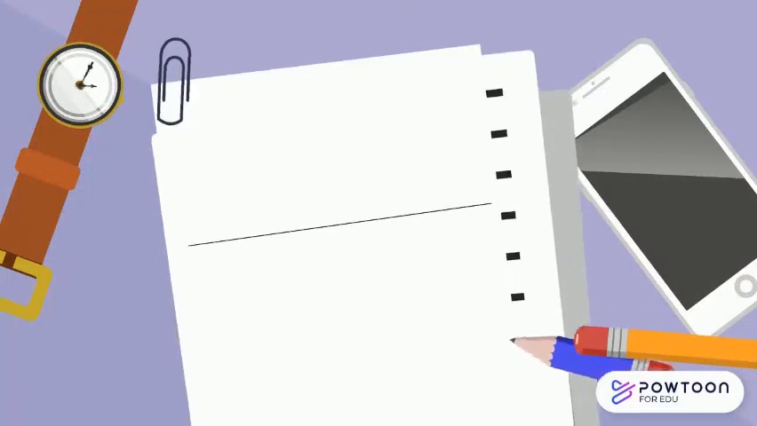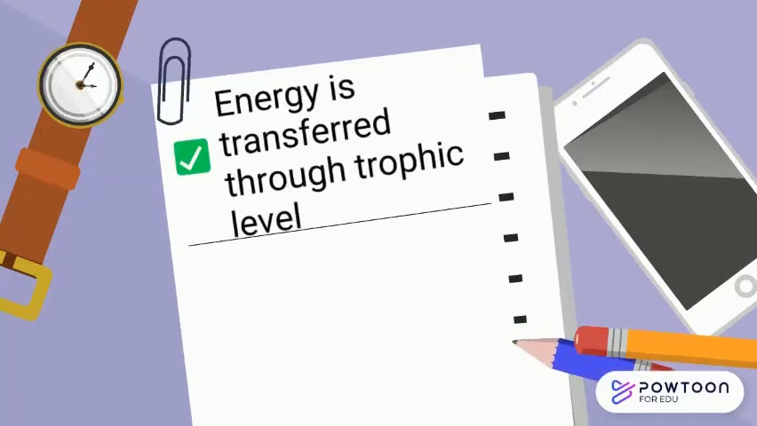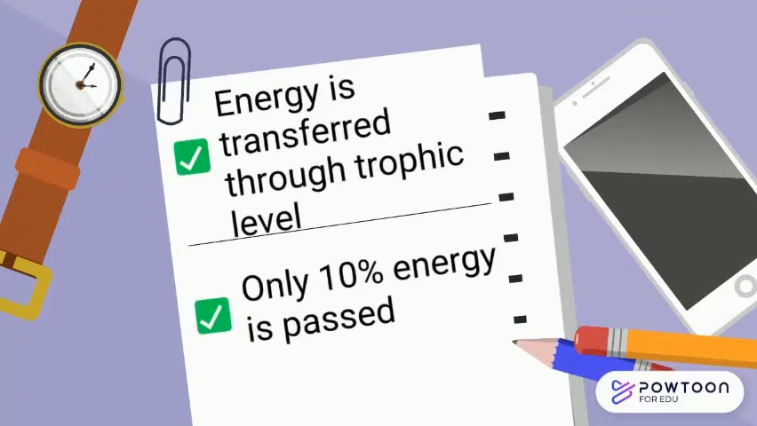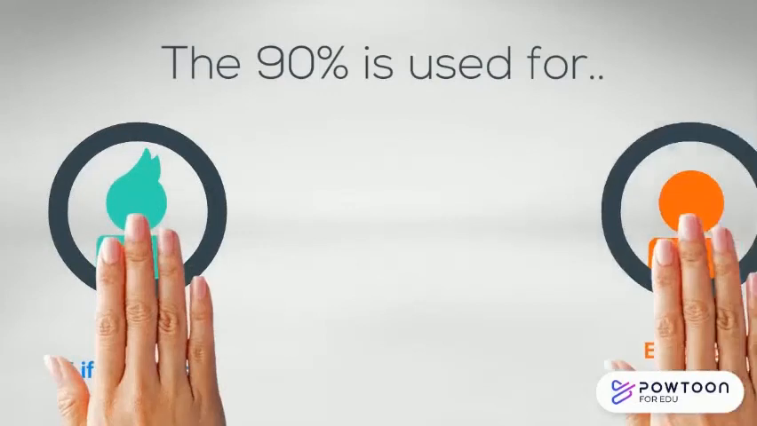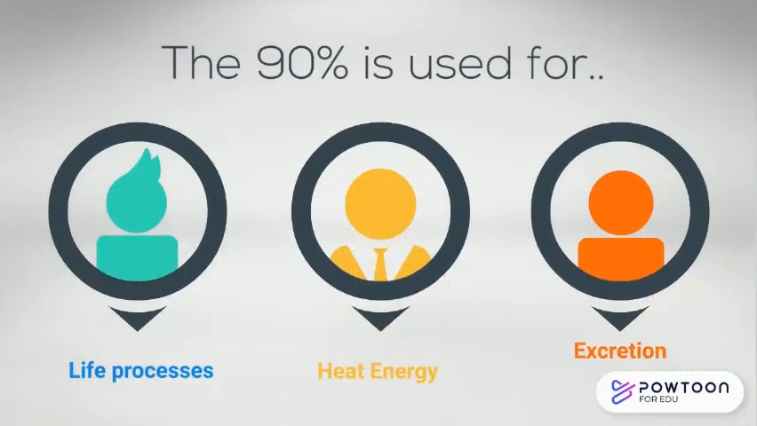So energy is transferred through trophic levels, right? But only 10% of the energy held by that organism is passed on. What's the remaining 90% used for? Life processes, heat energy, and excretion.